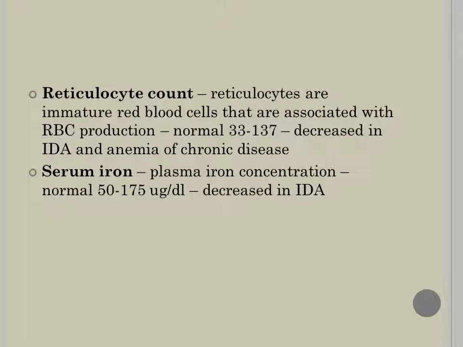Reticulocytes are immature red blood cells, and those are associated with red blood cell production. You'll see these decreased in iron deficiency anemia and also in anemia of chronic disease. The normal levels are 33 to 137. Your serum iron levels are usually decreased also in iron deficiency anemia, and those levels range from 50 to 175.